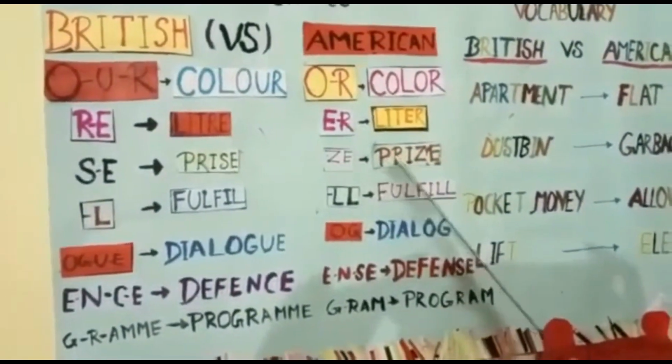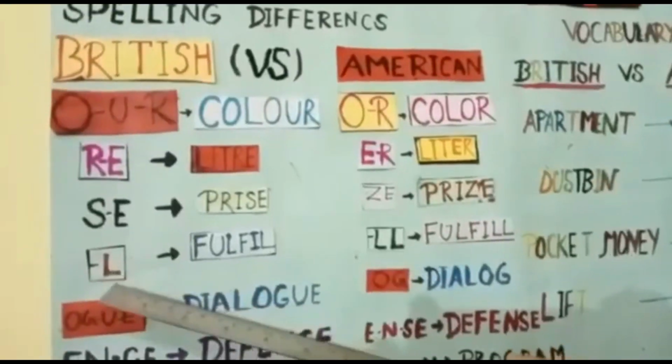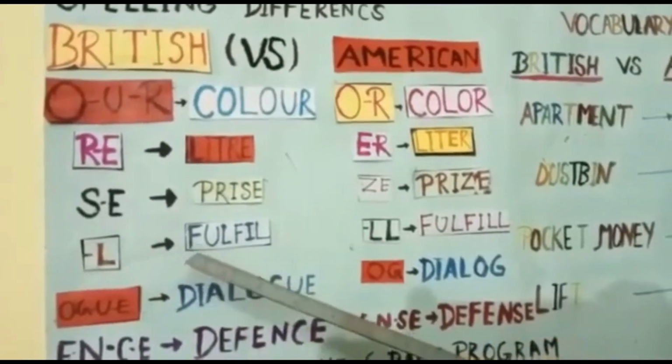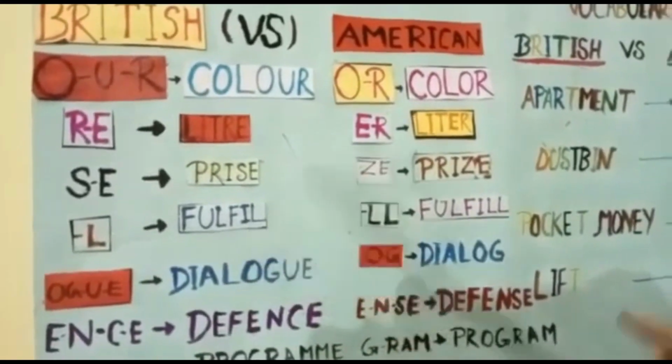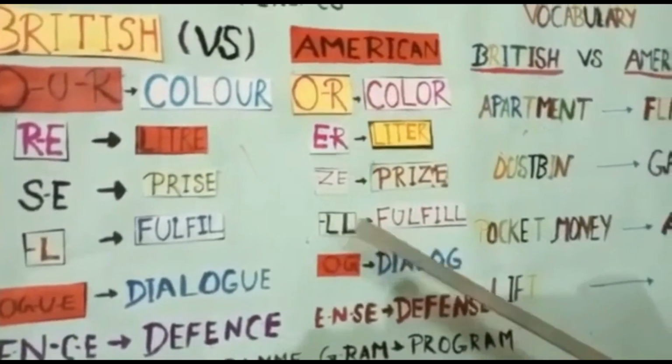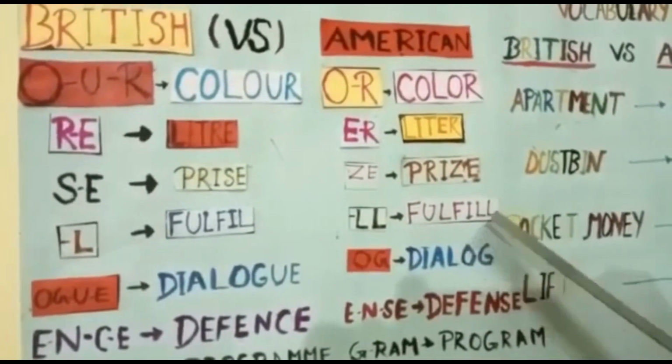For example, P-R-I-Z-E. The end is Z-E. Fourth rule is L. For example, F-U-L-F-I-L. Fulfill. The end is L. In American, double L. For example, F-U-L-F-I-L-L. The end is double L.